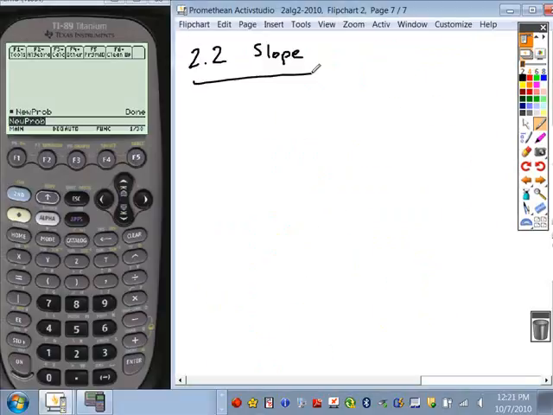is talking about slope. Okay, when you're dealing with slope, you guys remember being exposed to this before?